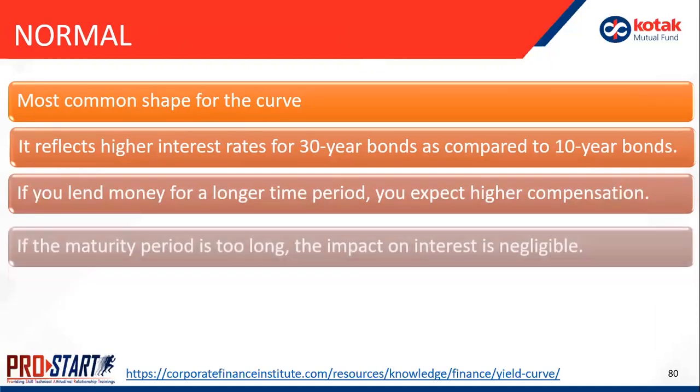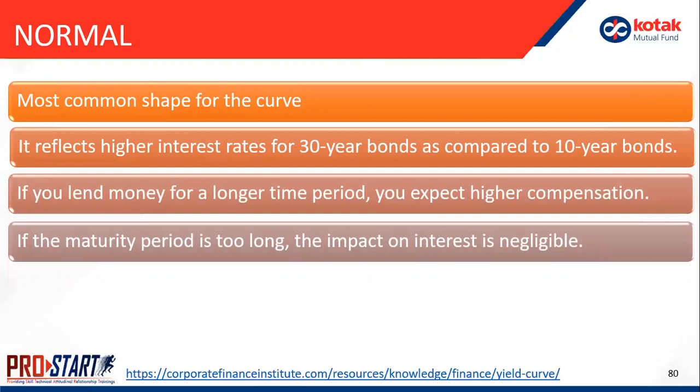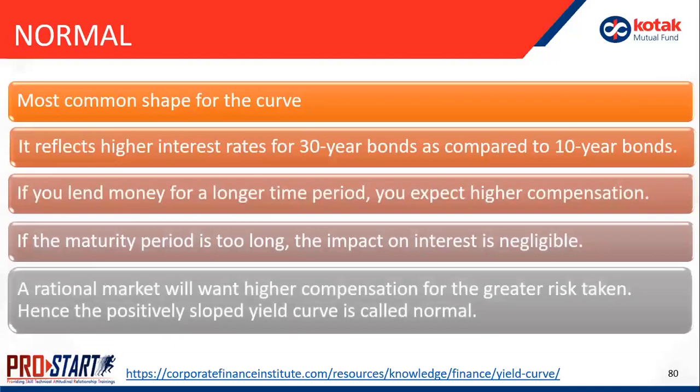If the maturity period is too long, the impact on interest is negligible. We saw in the graph in the earlier slide that as term to maturity increases, the graph almost flattens out. That implies that the impact on interest is negligible. It is a rational market. So a rational market will want higher compensation for greater risk taken. Hence, the positively sloped yield curve is called normal.